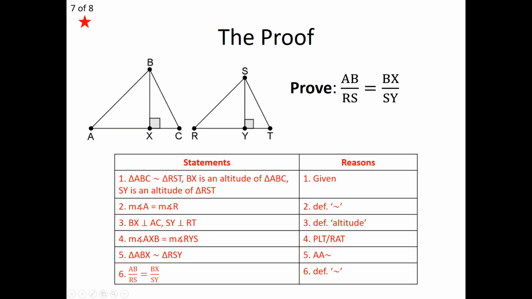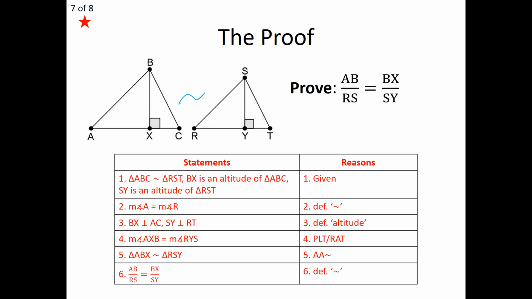Okay, so the proof of our proportional altitudes. Again, I left a lot of our given out on the last slide. I went ahead and put it in here for our two-column proof. So in step one, we are given that triangle ABC and triangle RST are in fact similar. You notice that it's in the given. I've stated that. Also, I'm stating that BX and SY are altitudes of each of their respective triangles. I'm also stating that in the given as well.